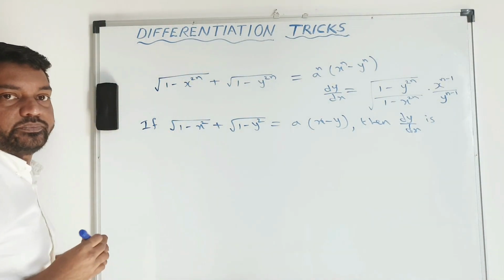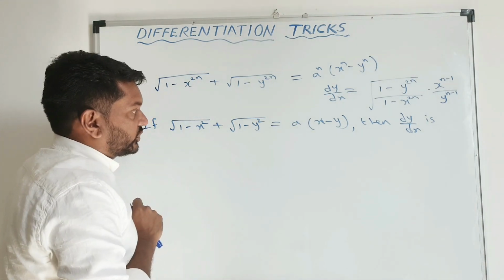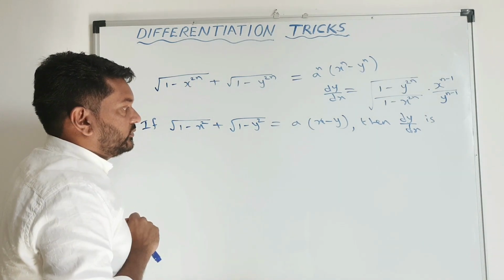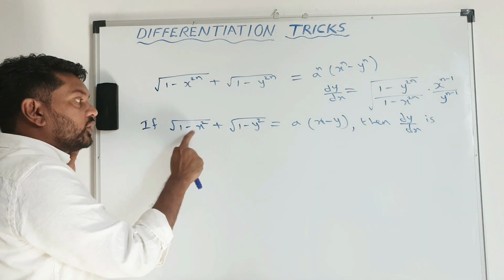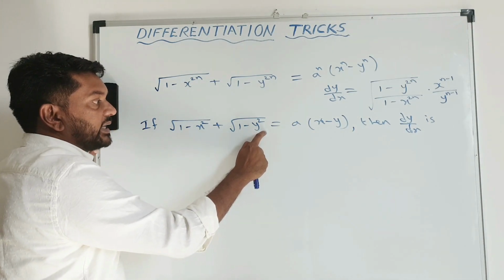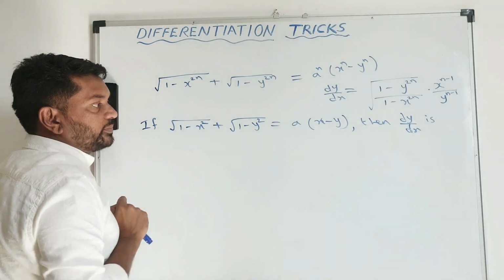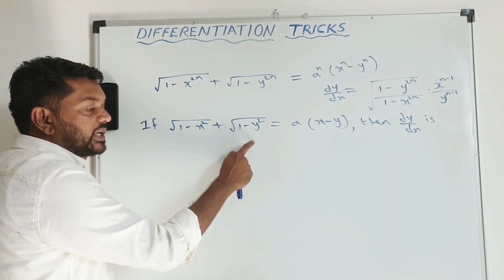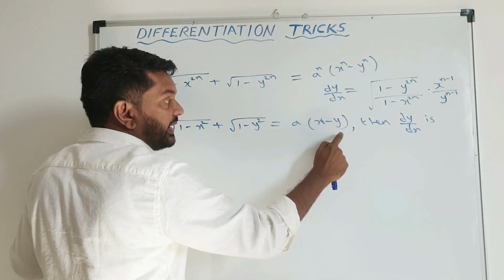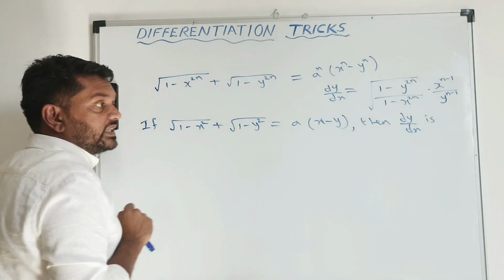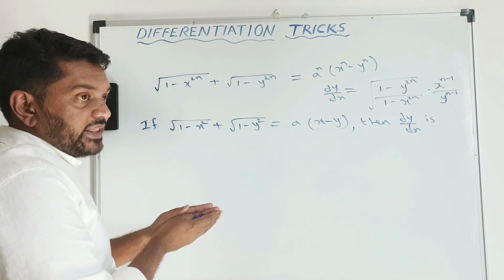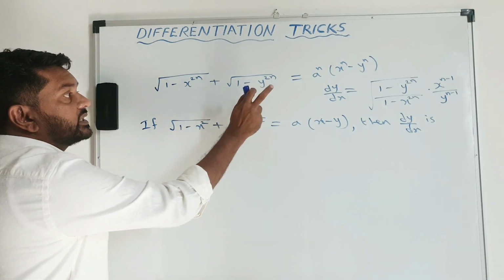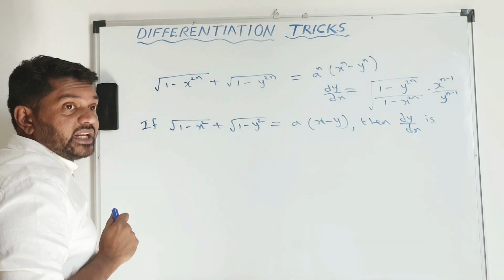This is the question. What is the normal method of doing this question? You have to substitute x as sin a and y as sin b. So root of 1 minus x square will become root of 1 minus sin square a plus root of 1 minus sin square b. So it will become cos a plus cos b. And the right side will be a into (sin a minus sin b). You need to use the cos C plus cos D identity here and the sin C minus sin D identity here and cancel some of the terms. You need to simplify that. Then you have to differentiate. It will take a lot of time. But using this shortcut, you can get the answer really fast.